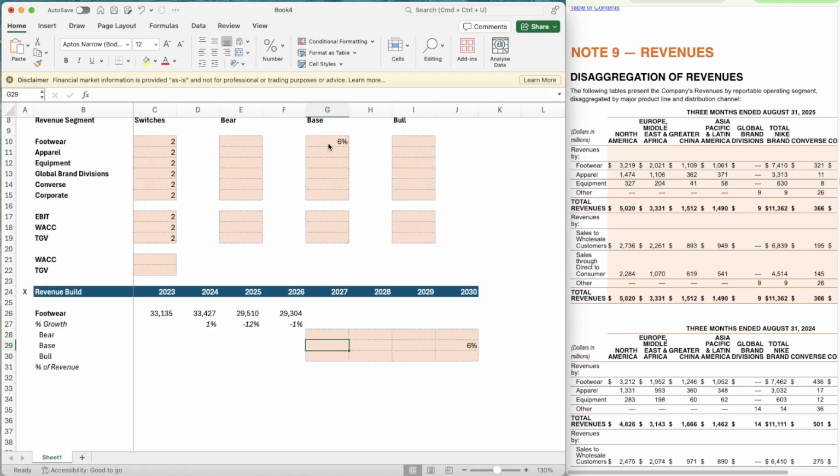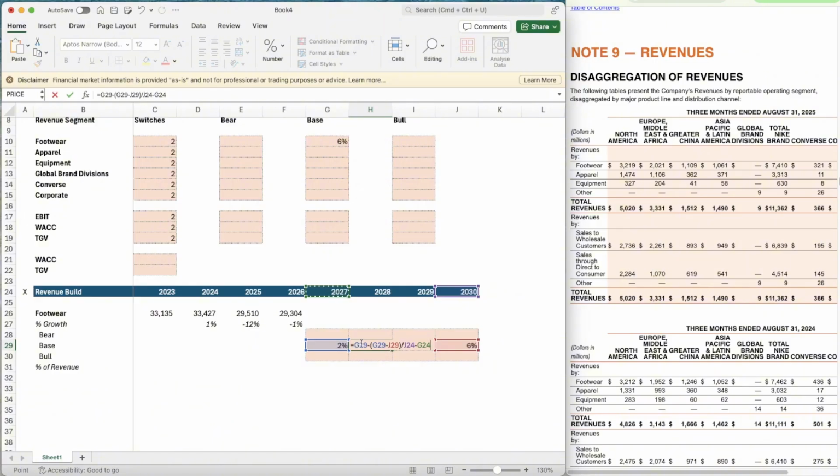And for this one, let's say it returns to growth next year. Let's go, it goes 2%. And to work out what the two in between here are going to be, we go equals minus, open brackets, the previous cell minus the final, close brackets, divided by the final year minus the previous year.